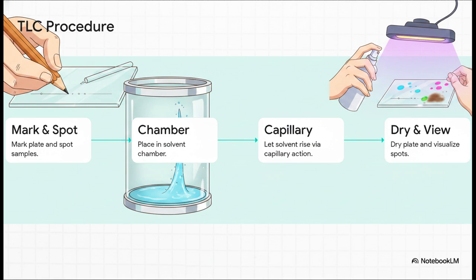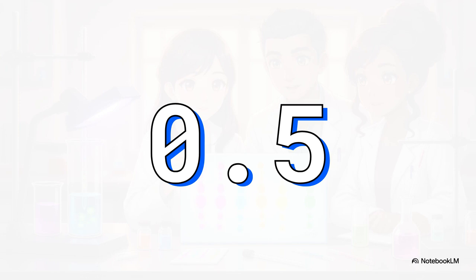Then, we just let the solvent rise up the plate entirely via capillary action. Finally, we pull the plate out, dry it off, and use visualization techniques like UV light or specific chemical stains to actually see where our newly separated components ended up. And once we can actually see those spots, that's when we get to uncover a unique mathematical fingerprint. We're talking about the retention factor equation, or Rf. It's actually super simple.